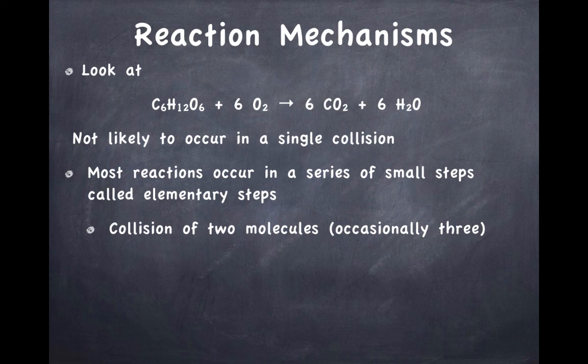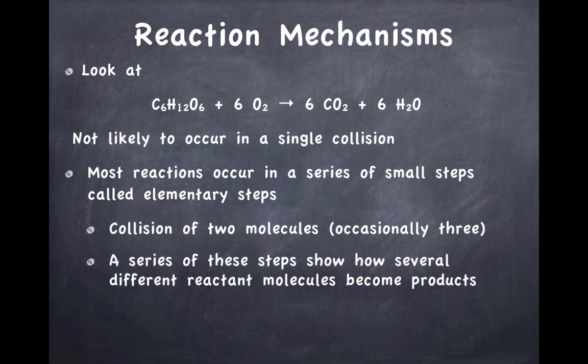Occasionally we'll have 3 molecules colliding, but we always try to work it with 2 because 2 things running into each other is much more likely than 3 things running into each other, because the collision for 3 things would have to be those 3 things meeting at the same time, at the same point in space, with the proper geometry. So we link together a series of these steps, and we show exactly how reactant molecules become products through this series of steps, and this is what we call a reaction mechanism.